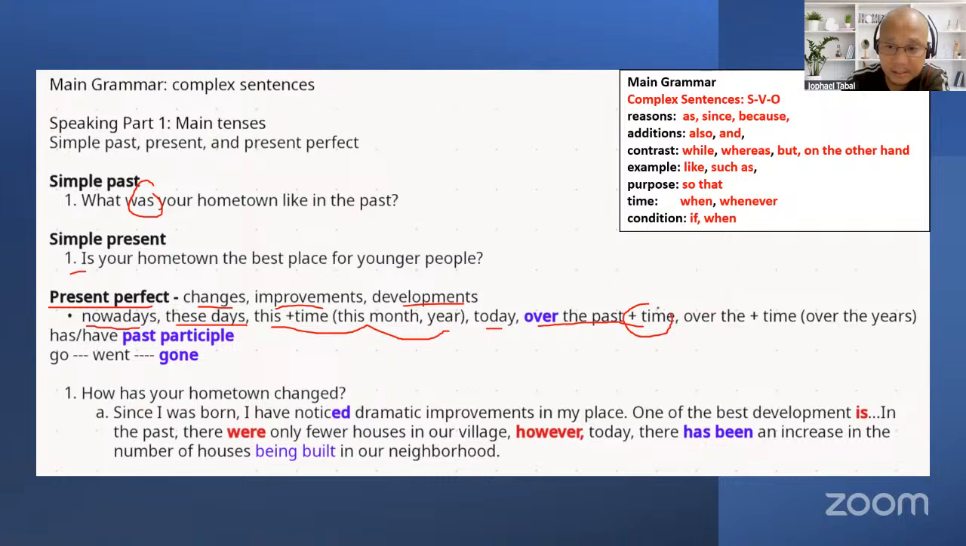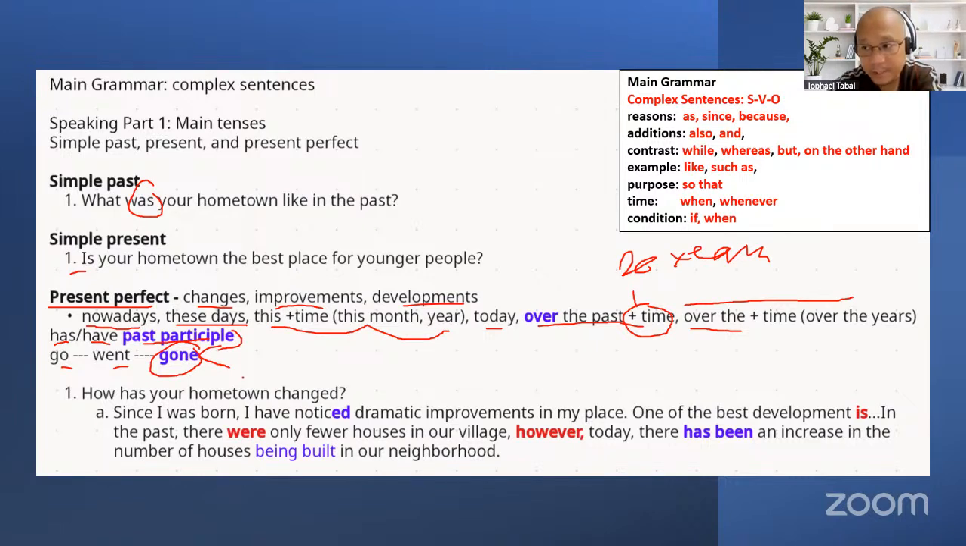For example, plus time, you would say over the past 20 years, over the years, over the months, over the weeks. So you say the word over, which means from the past until today. So that's what you have to use here, present perfect. Now the formula here is has, have plus past participle. So we have go, went, gone. Gone is the past participle. For example, developed. So we have to use the past participle form of the verb.